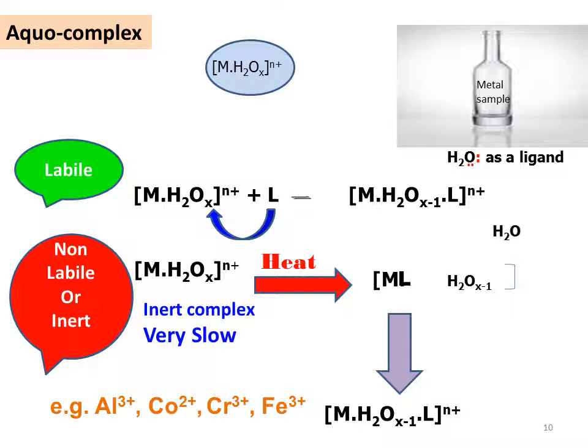These metals usually form non-labile or inert aqua complexes: aluminium, cobalt, chromium, and ferric. They should be well memorized, because we will see in the second lecture how we could analyze them. They will not be analyzed directly by simple titration.